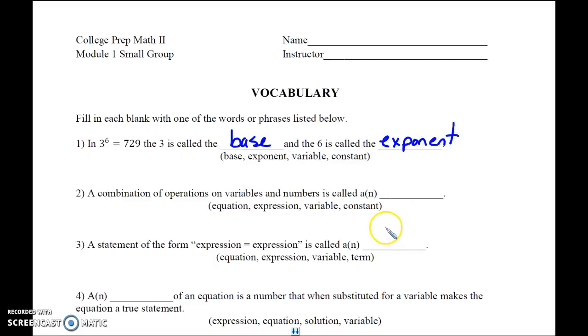Number 2, a combination of operations on variables and numbers is called an expression. I'll show you more about that in a minute. Number 3 says a statement in the form of expression equals expression. Well, that's called an equation. And I know that this can be a little bit confusing at the moment since we really haven't done a lot with expressions and equations. So let me pop in some examples.